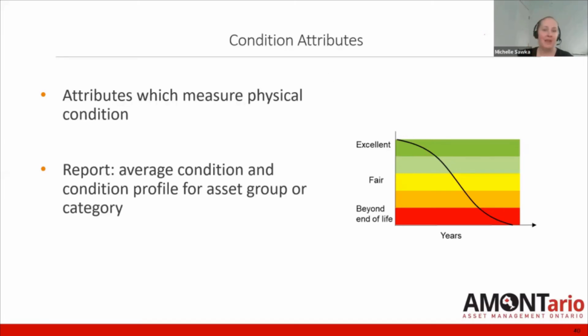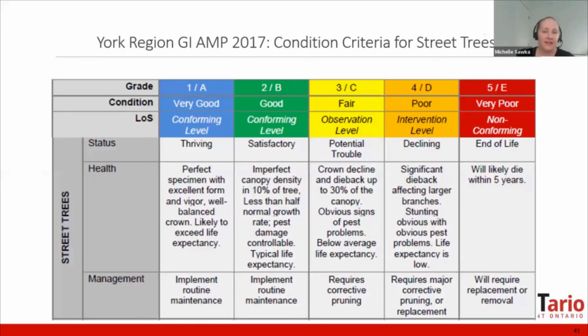So here's an example. This is a condition rating scale of green infrastructure for York Region. They use this scale of very good to very poor, and this is a standard scale used across all of York Region's assets, gray or green. But with this table, you can see how they've developed the descriptions using the scale to evaluate their specific asset type. Here we're looking at street trees.